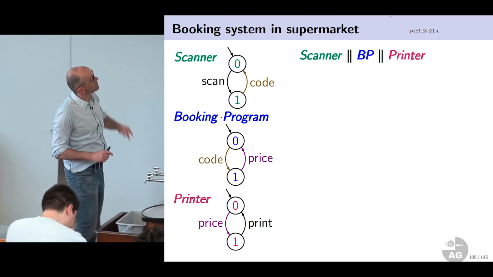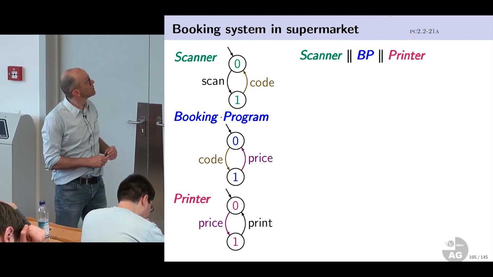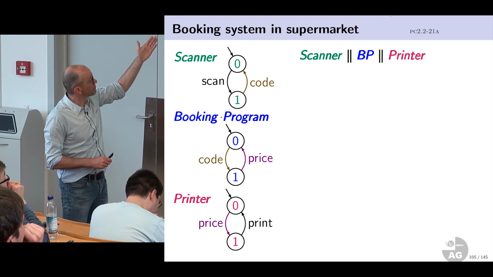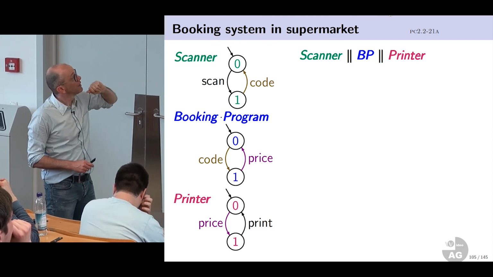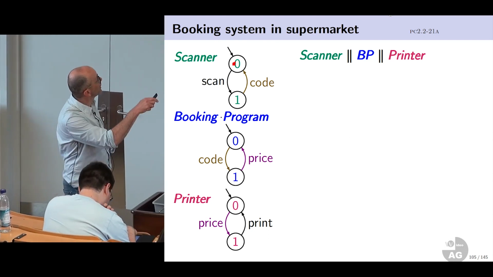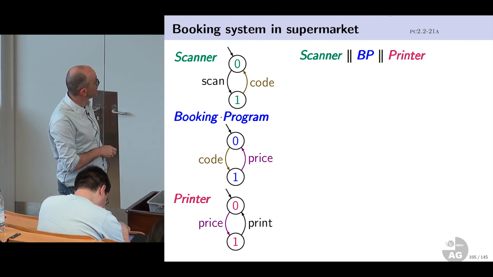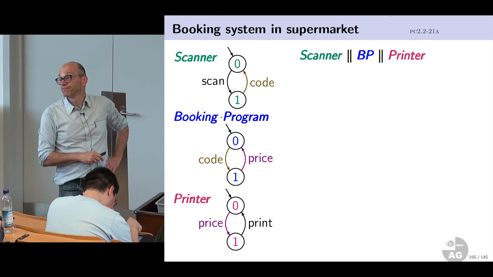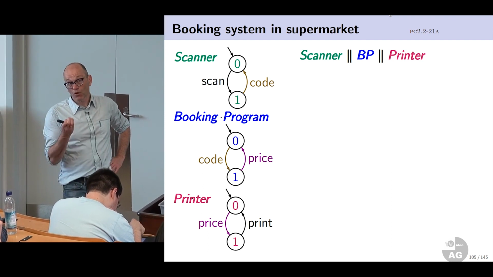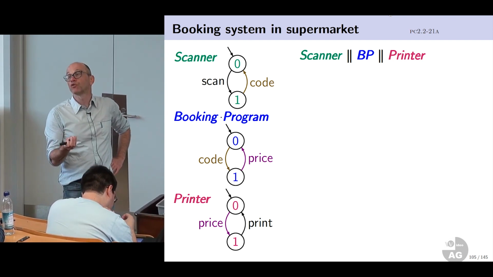So there are 3 two-state transition systems: a scanner, a booking program, and a printer. And I'm considering the following. The scanner can scan and then code. A booking program can code and price. A printer can price and print. The idea is that all common actions need to be synchronized.